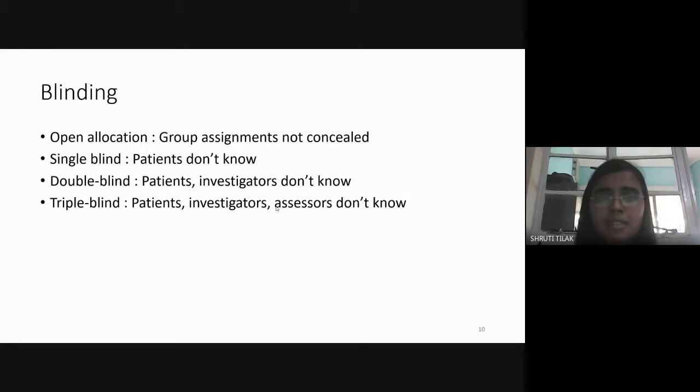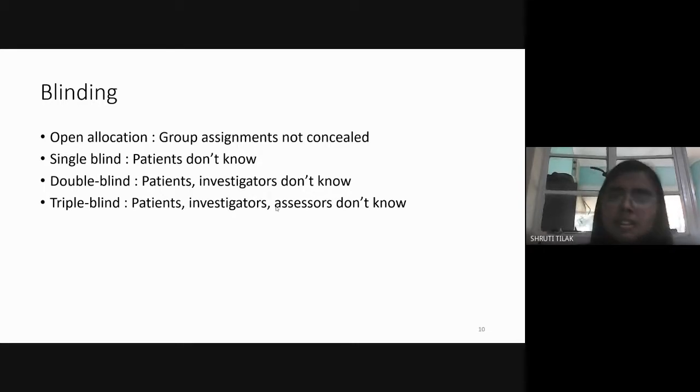Wherein if I'm an investigator and I know that I have assigned this patient into the study group, then I will also give them more care. Psychologically, I would give them better health care and therefore their outcomes would be better. And that's a bias, right? That's not an equivalence between the two groups, and we don't want that.